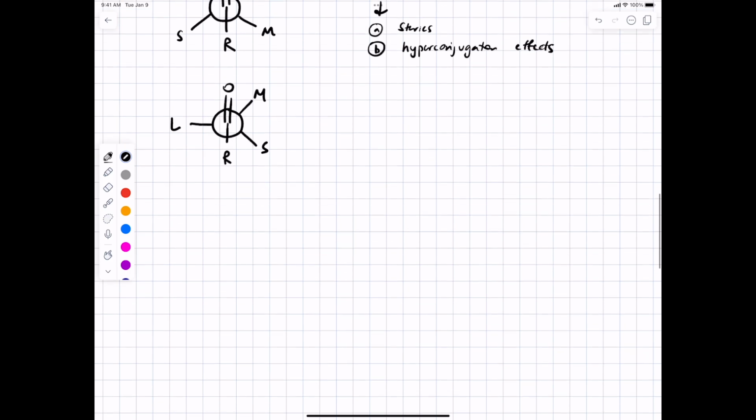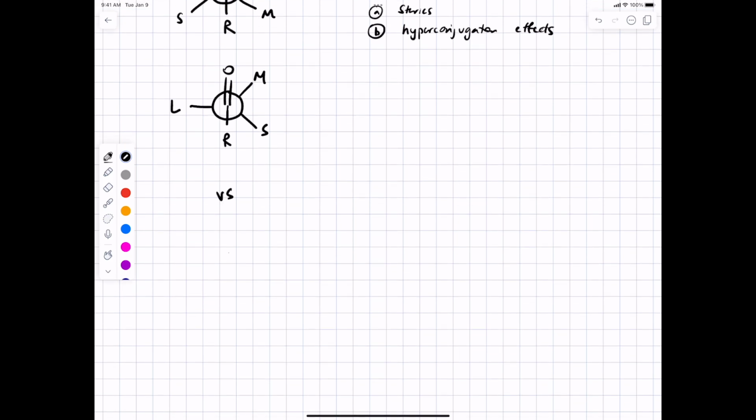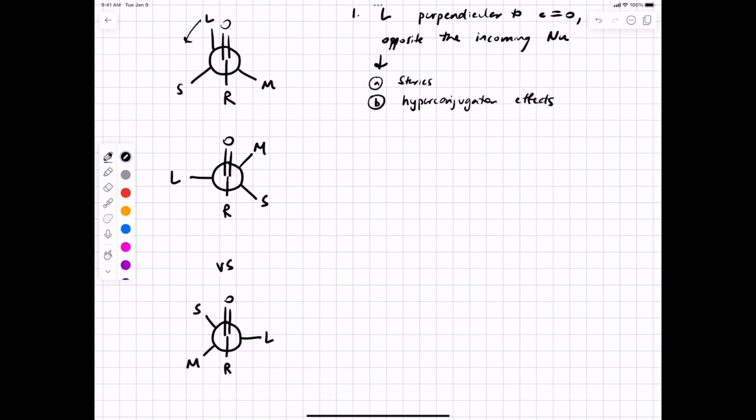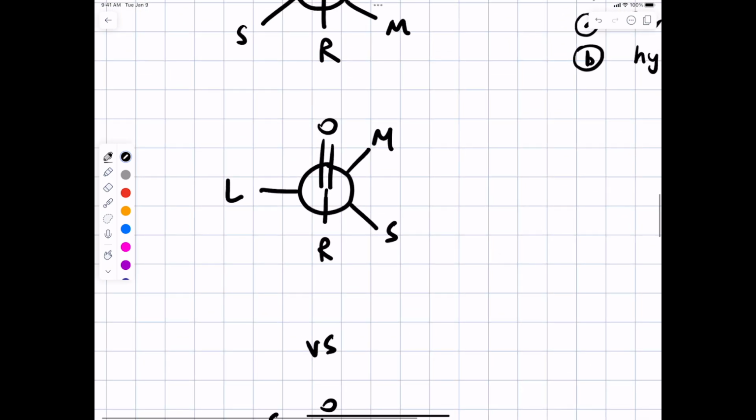Ultimately, by the way, we're going to be considering two different possible orientations. One in which the large group is perpendicular to the left, and the other in which it's perpendicular to the right. But for right now, let's just focus in on this one. And imagine a nucleophile approaching opposite the large group. Okay.